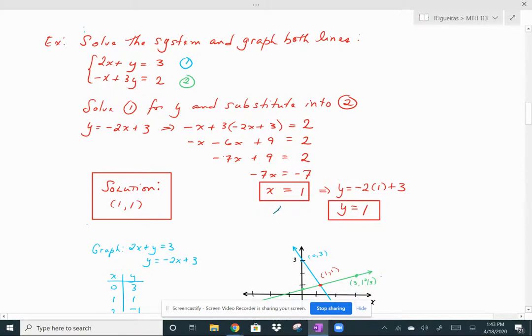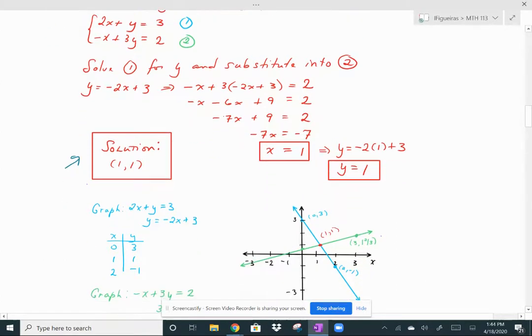Once you know that x is equal to 1, you can substitute it back. So I'm choosing to substitute back into here to solve for y, which is what you see here. So we get a solution of 1, 1. So that means that 1, 1 is the solution. It's an independent system, and it's the point of intersection on the graph.